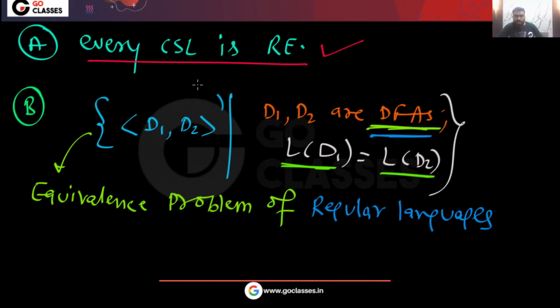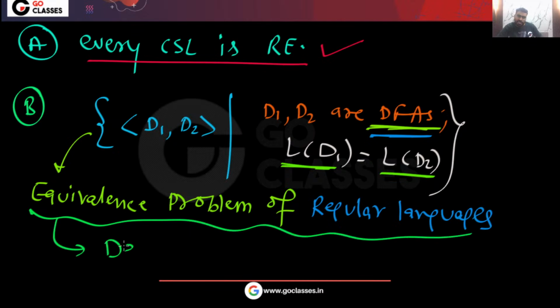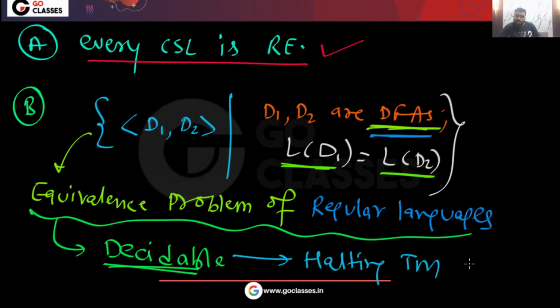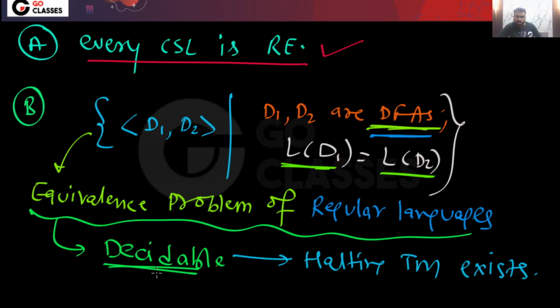Now, given two DFAs, their language is the same. This is the equivalence problem of regular languages, and the equivalence problem of regular languages is decidable. Yes or no? What does decidable mean? Decidable means a halting Turing machine exists. Because a halting Turing machine exists, a Turing machine also exists.